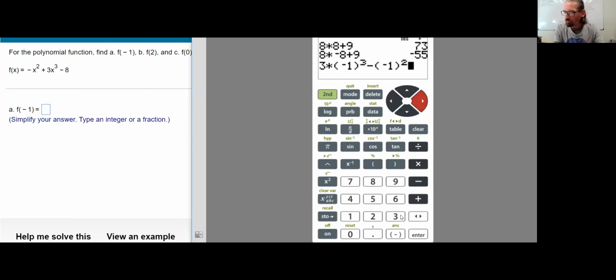And then minus 8. Before I press enter here, exponents first, negative 1 cubed is going to give us a negative 1, but negative 1 squared is going to give us a positive 1. So then we'll have 3 times negative 1, or negative 3, minus positive 1, which will put us at negative 4. Negative 4 minus 8 is negative 12.